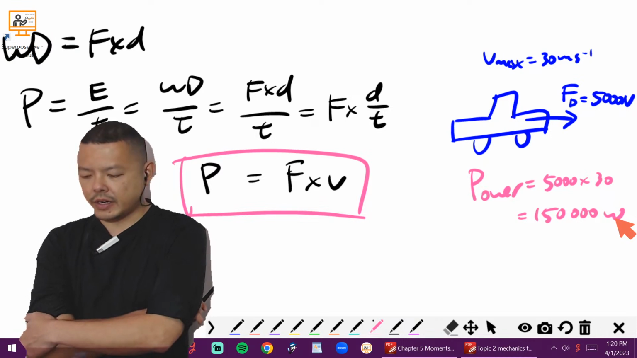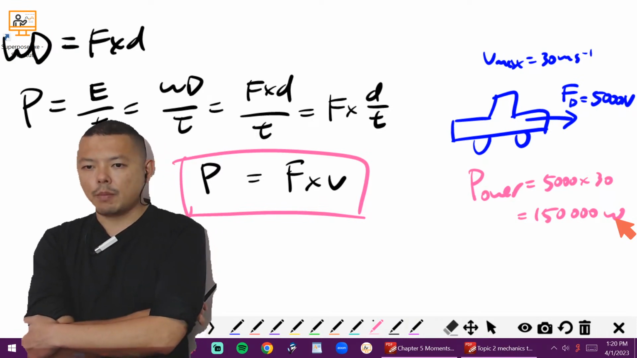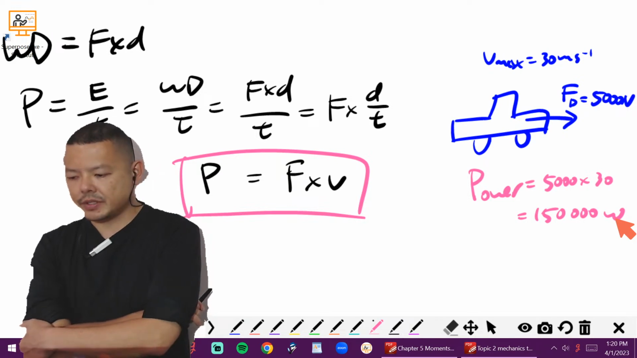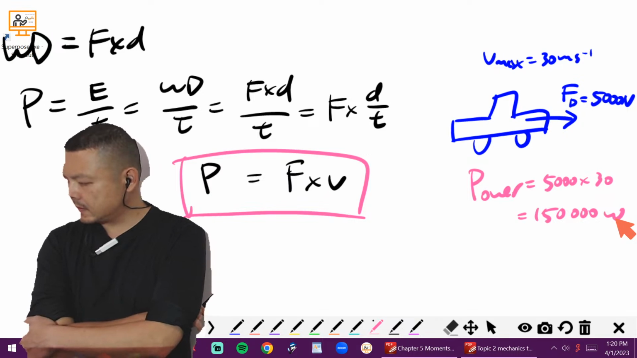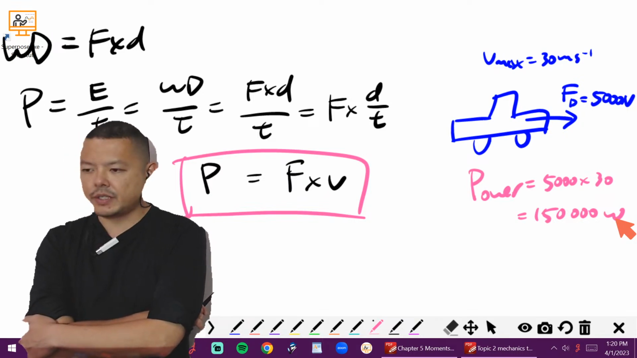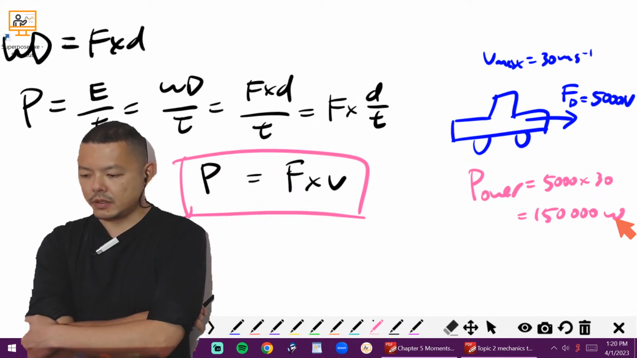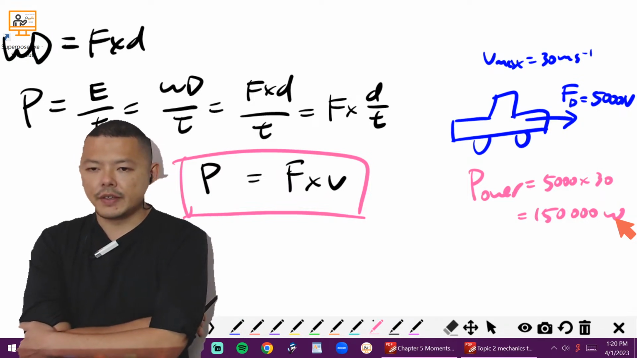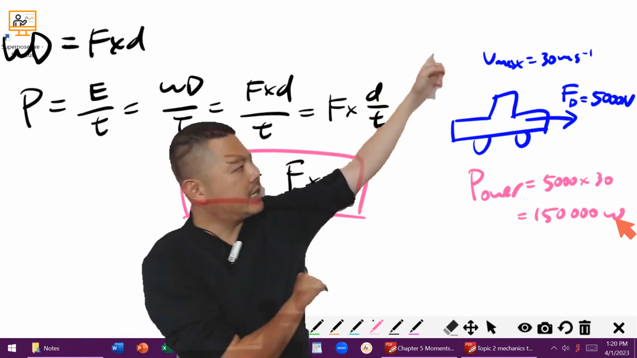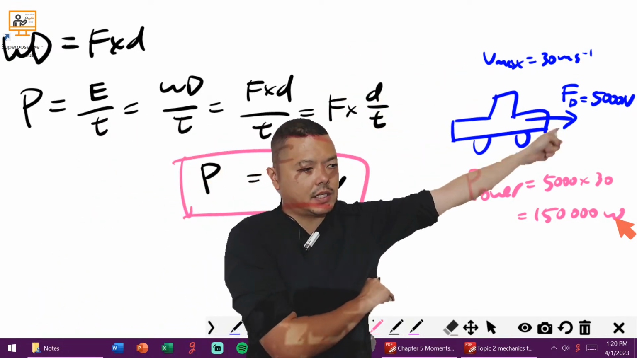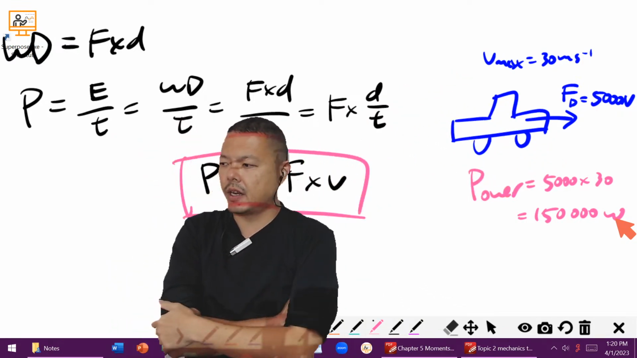But now I'm going to throw you another question regarding this car also. How much resistive force is the car experiencing? Zero resistive force? If there's no resistive force, then this is the resultant force. If this is the resultant force, you are not at maximum speed. You will continue to accelerate.